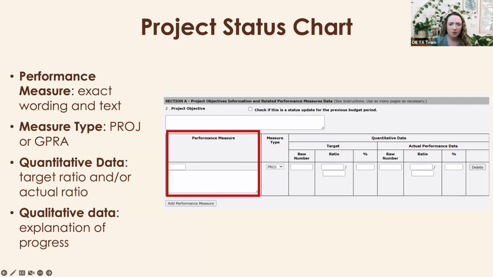And you'll see that you have a performance measure section. That's where you're going to actually enter in the wording of either your GEPRA measure or your project measure, your project objective there. Then you're going to come over to measure type and select from that drop-down box. There's a little drop-down arrow, either GEPRA or PROJ, P-R-O-J. Then you're going to come over and enter into the ratios. If it's one of your project measures, you'll have a target. And for all measures, you'll have an actual. So that is where you'll be reporting.